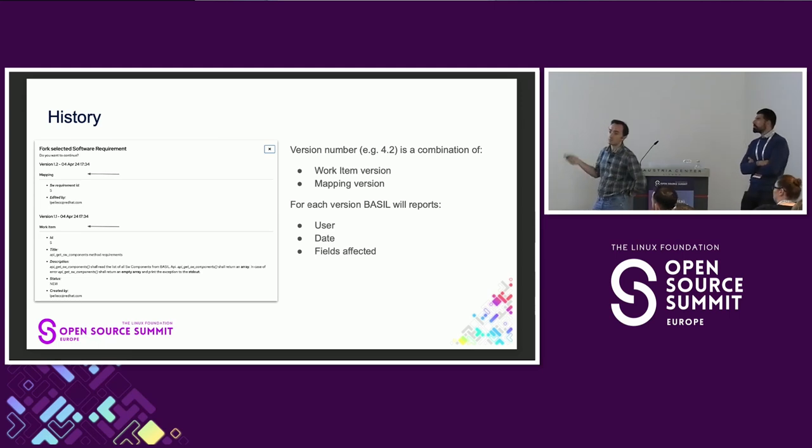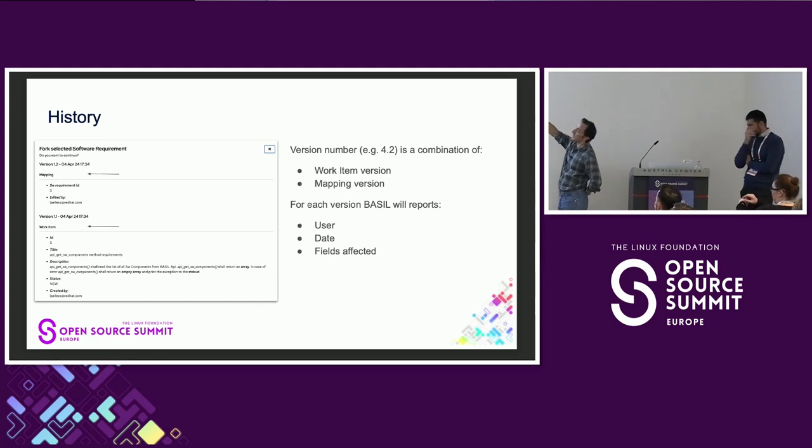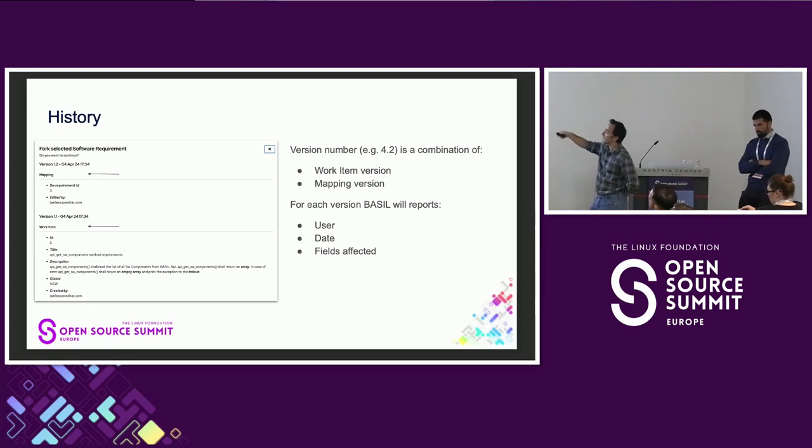We need to track all the changes to our work items. BASIL will allow you to keep things under control, because it saves the history of any changes to the work item and to the mapping. So you see, there is an example. The version number of each component in BASIL is a combination of two numbers, because we have information about the work item and information about the mapping. So you can just change something in the mapping, and you will see the second number change.